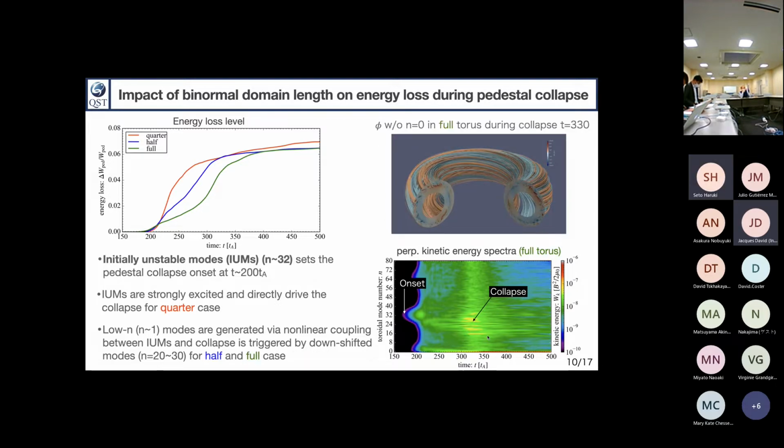And the top figure shows a snapshot of the 3D structure of electrostatic potential during pedestal collapse around t equals 330 in the full torus case. So the global n equal 1, m equal 2 structure and the very fine filament structure coexist in this simulation.